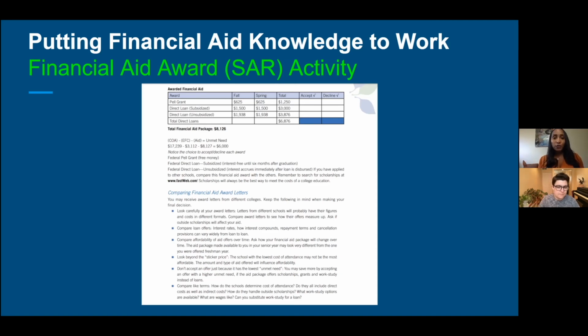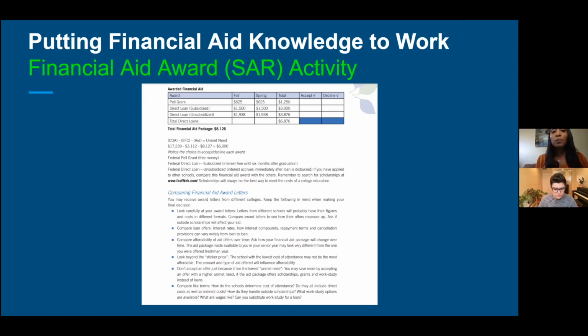Some takeaways for you to be able to read your student aid report. You want to make sure that you look at your award letters carefully. Letters from different schools will probably have different figures and different costs. So you want to make sure that you are comparing your financial aid award letters to see who is giving you the best deal for you to attend their college.